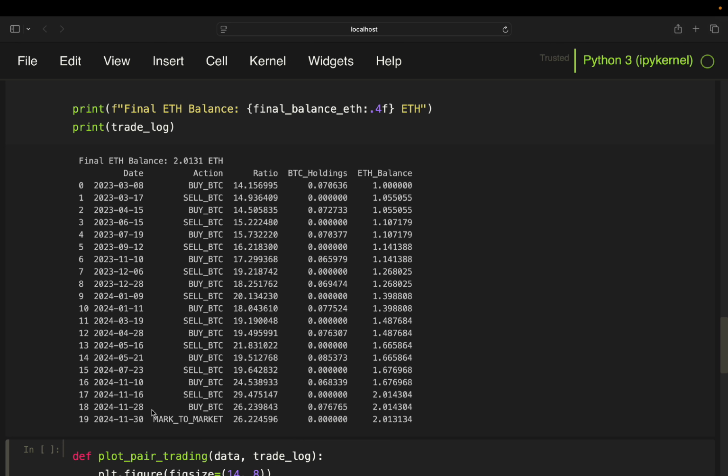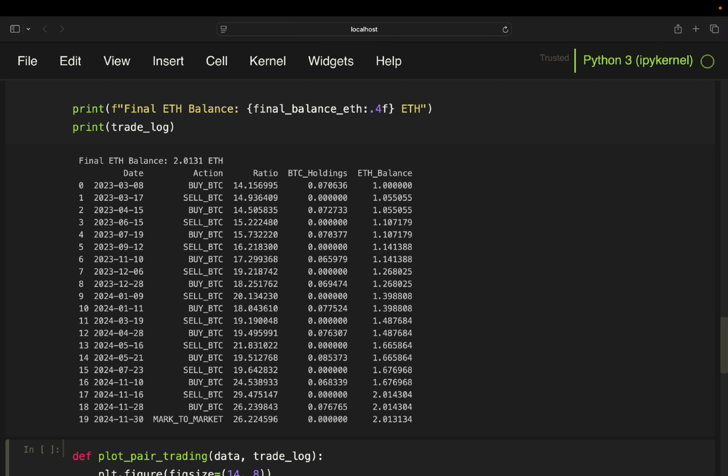And what I just said, mark to market is actually the case. So last buy was on the 28th of November, and we are currently marking it to the most recent price, which is just the price as of today. So our final ETH balance, you see it both here and here, is 2.0131. So slightly more than 100%.